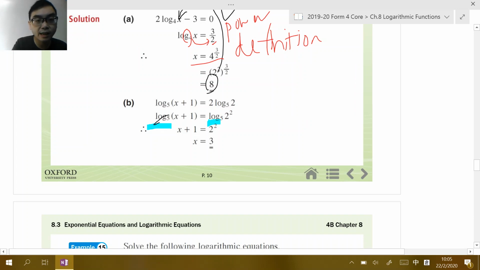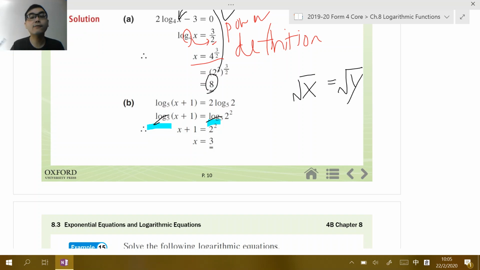Even if they are not numbers, they have the same operation, so we can just cancel it. Just like if I say square root x equals square root y, and if you know x and y are positive numbers, then I can simply cancel the operator to get x equals y. Even though square root is not a number. So here also, log 5 and log 5 are only operators. Because of some property, they can cancel to make the terms equal.